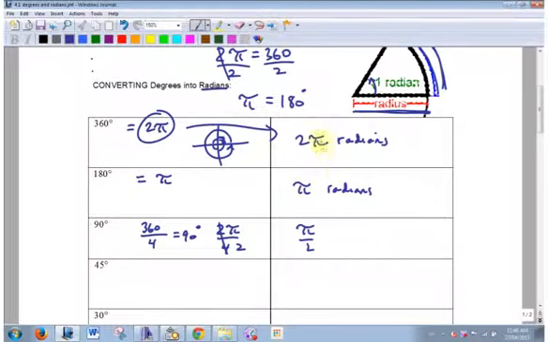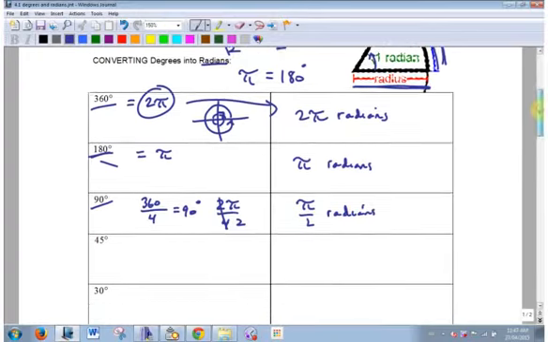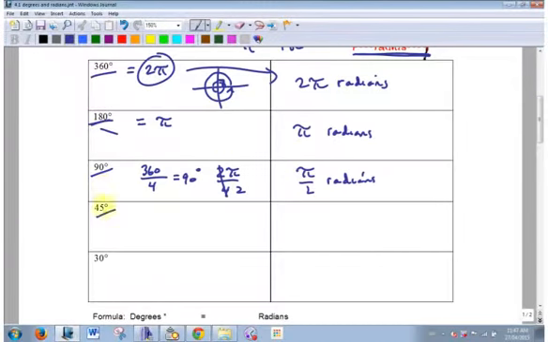Or if you see a little pattern happening here, I just divided by 2, didn't I? You know 180 is half of 360. You know 90 is half of 180. But we don't know that half of pi radians is pi over 2 radians. So it's something we've got to get familiar with. 45 degrees, any guesses?